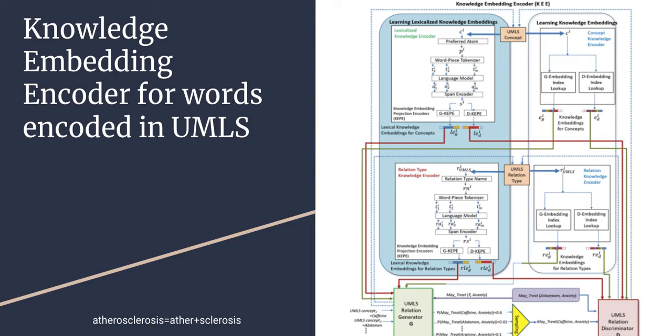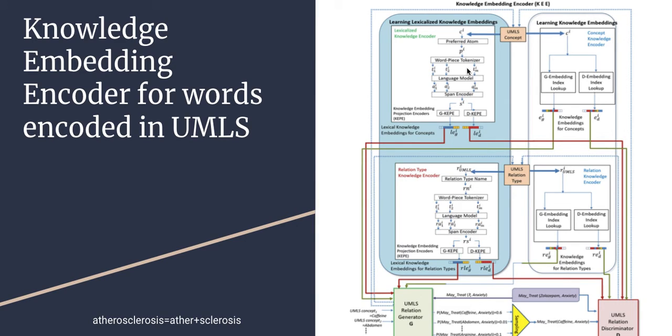In this diagram, we can see that lexicalized knowledge embeddings are on the left side, whereas unlexicalized knowledge embeddings are on the right side. The top part is the concept mentions, whereas the bottom part is the relation type encoding. So what happens is, to capture the meaning of the name, word piece tokenization is applied on the preferred atom of each biomedical concept Ci encoded in the UMLS.